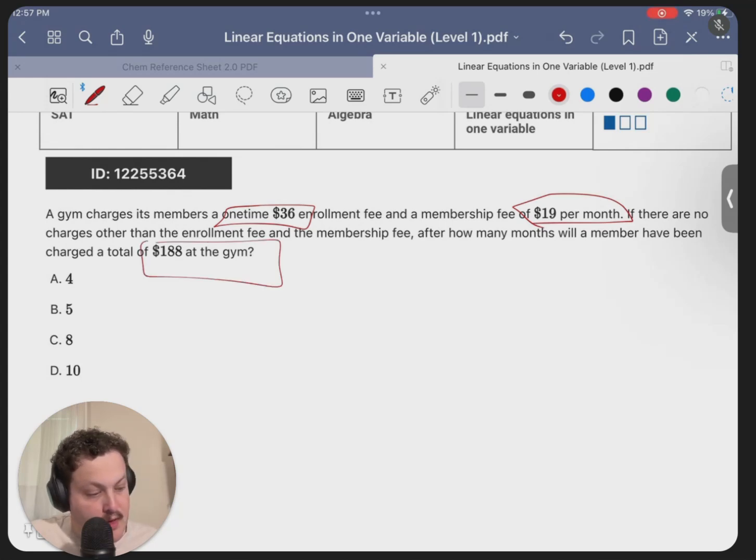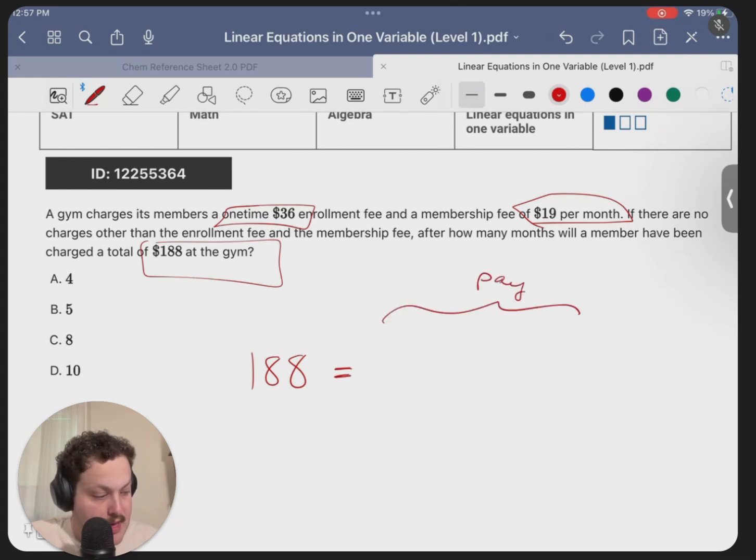So, if the cost is equal to how much we pay, right? We pay $36 plus $19 for every month. Wonderful. That's the setup of the equation. We're looking for what n equals.